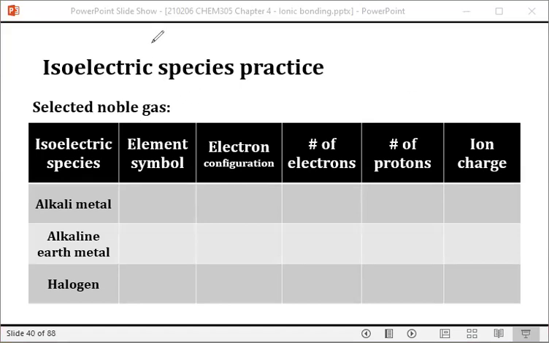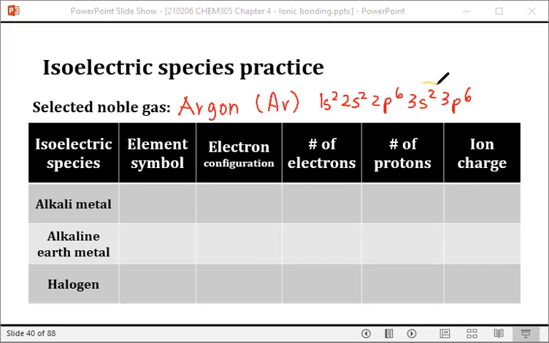Let's say my selected noble gas is argon. The electron configuration for argon is 1s2, 2s2, 2p6, 3s2, 3p6. So argon has, in its highest n subshells, which are the n equals 3 subshells, 8 valence electrons, which is what we would expect from a noble gas.